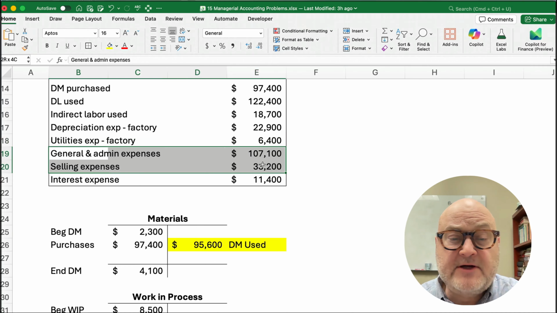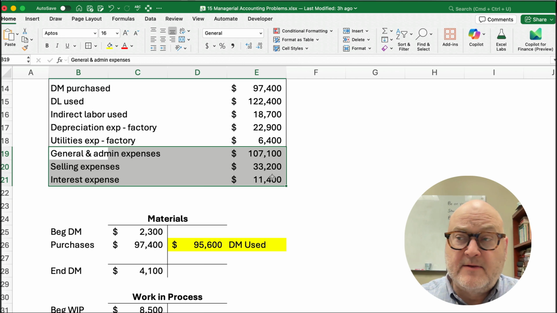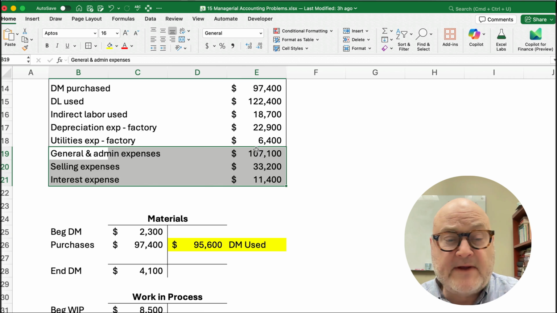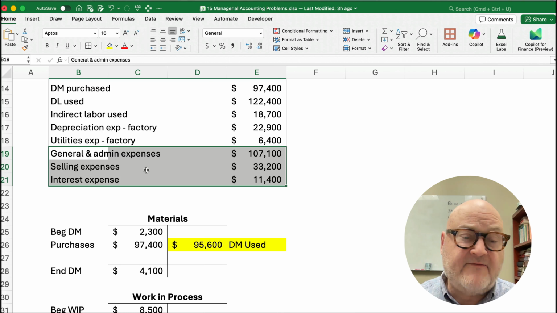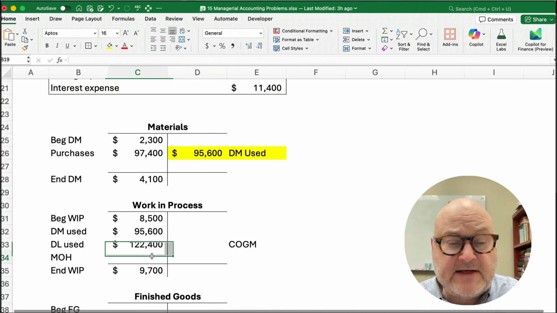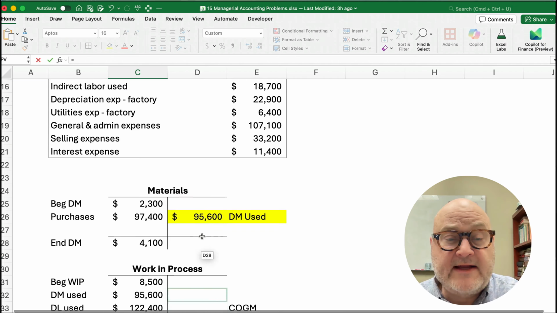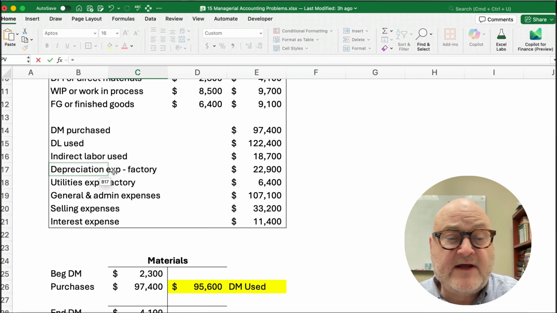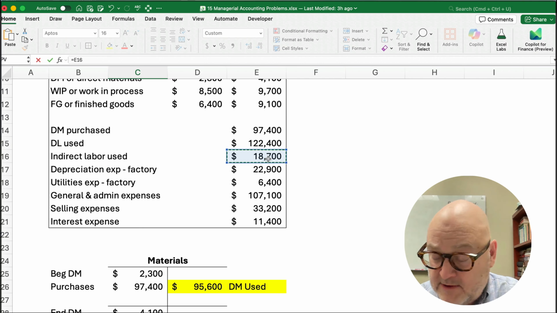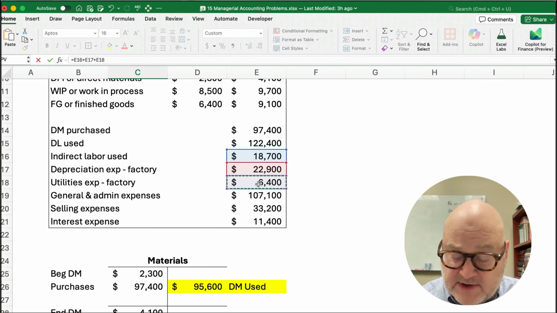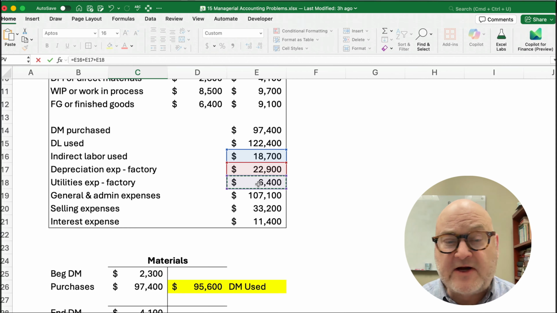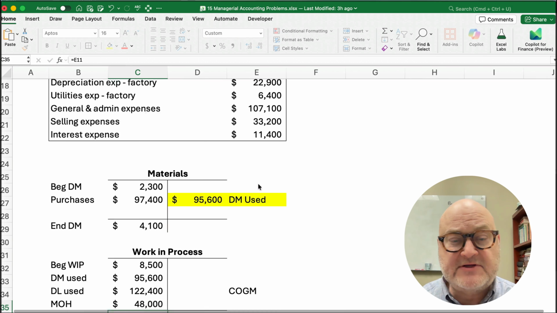What about general and administrative expenses or selling expenses or interest expense? All those are period costs. They do not show up as cost of goods manufactured. They're not a product cost. They are not involved in building our products. So here's what we need to do. We need to take for overhead, MOH or FOH for factory overhead, the indirect labor plus depreciation for the factory plus utilities for the factory. That's our total overhead, and we're going to exclude general and administrative expenses, G&A, selling, and interest expense.